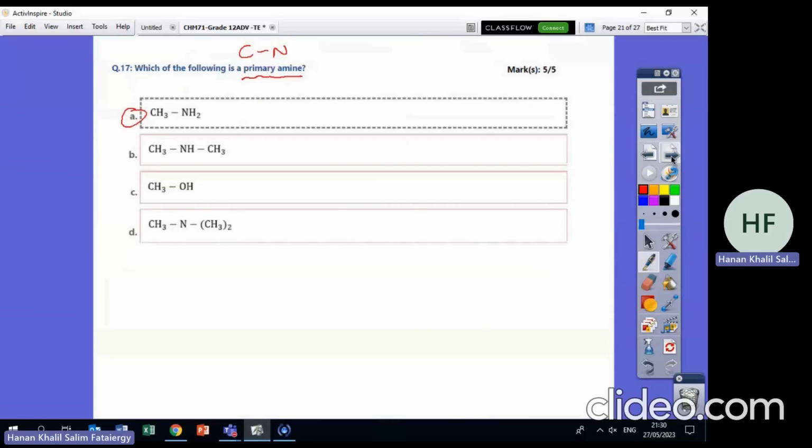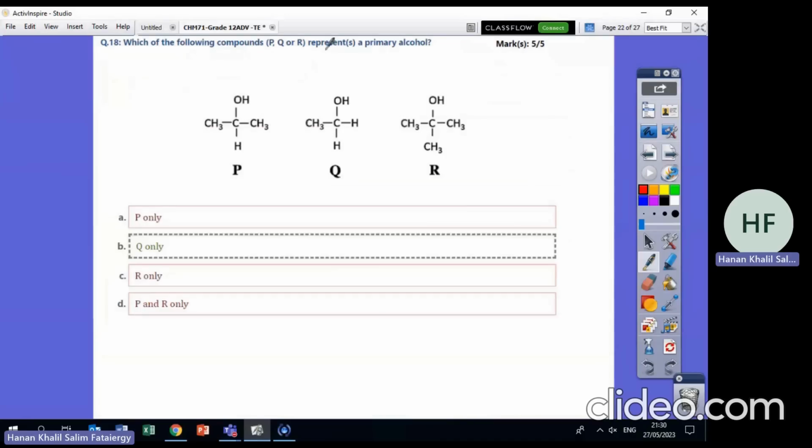Which one represents a primary alcohol? Alcohol must have OH, and primary means the C carrying the OH is connected to one C. Okay, now let's see here. The C carrying the OH has 2 C's. The C carrying the OH has 1 C, so this is correct. The C carrying the OH is connected to 3 C, so this is tertiary. This is secondary and this is primary. Okay, so the answer is Q only.